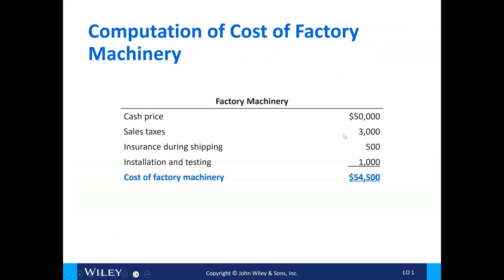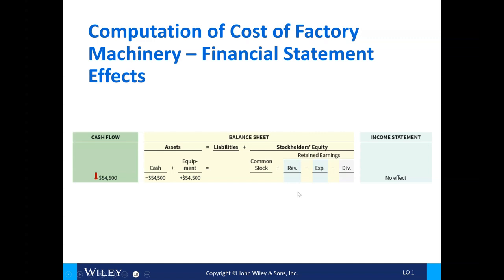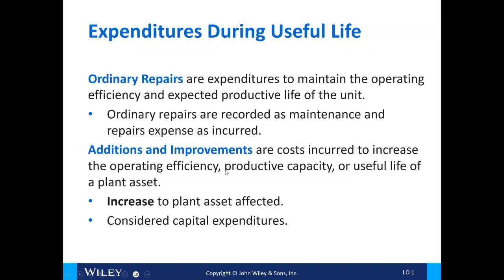So you can see here cash price of 50,000, sales tax, insurance during shipping, and installation and testing. So it's going to go in your books at 54,500. So you're going to debit equipment and you're going to credit cash, or you might credit accounts payable, or notes payable, etc.